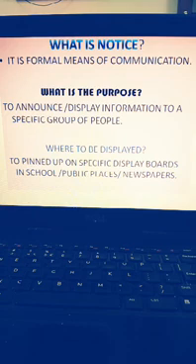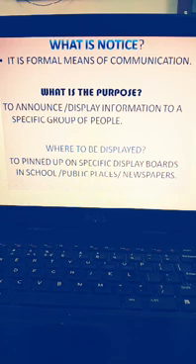Now, what is the purpose of it? The purpose is to announce or display information to a specific group of people. What do you mean by a specific group of people, students? For example, if your school, the institution or organization, is organizing a competition for classes 6 to 8, then the notice written for classes 6 to 8 is for a specific group of people.